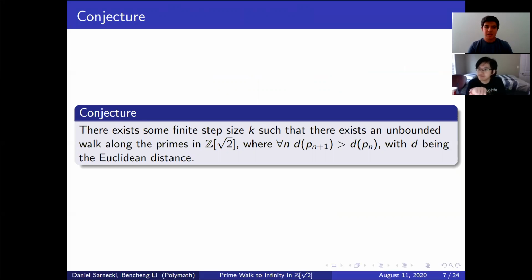So this leads us to our conjecture, which is that there exists some finite step size k such that there exists an unbounded walk along the primes in Z[√2], where for all steps, we are getting further away from the origin, where we denote further away by using the Euclidean distance.